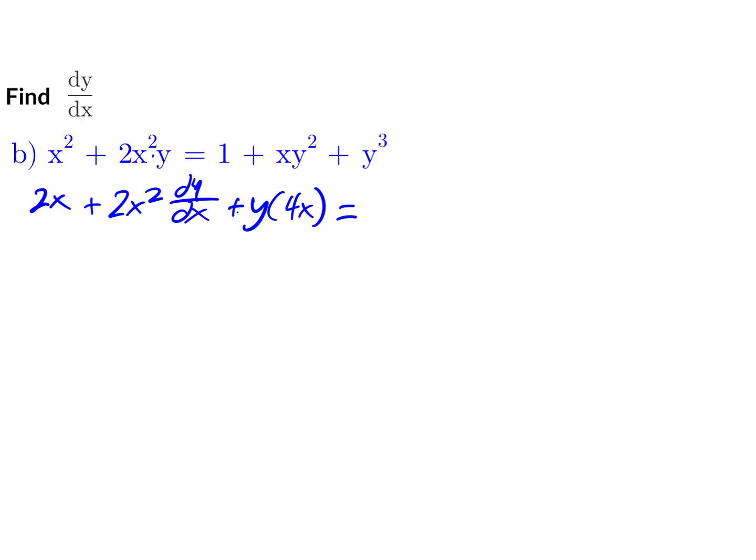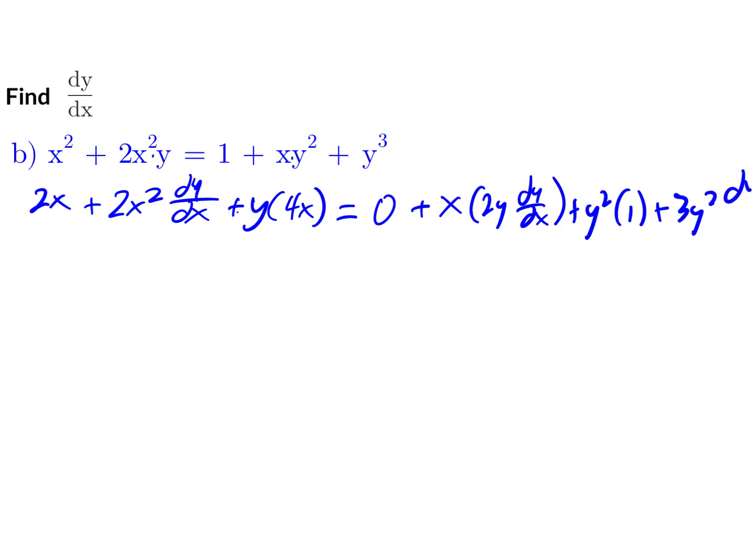Derivative of 1, 0. Don't even need to write anything. You could write 0 if you wanted. What am I going to have to do with this? Product rule again. So this is plus x times 2y dy/dx, plus y squared times the derivative of x. What's the derivative of x? 1. Plus 3y squared dy/dx.